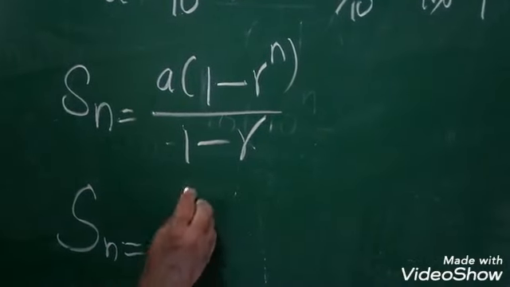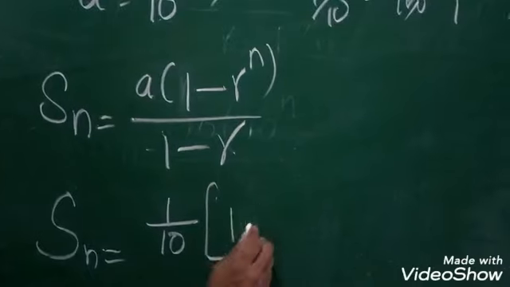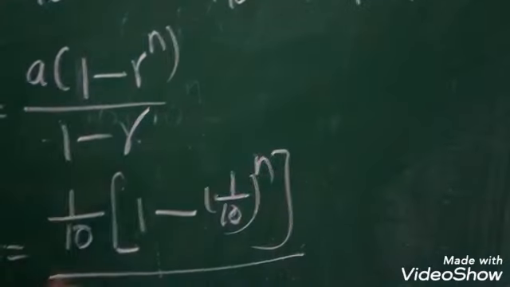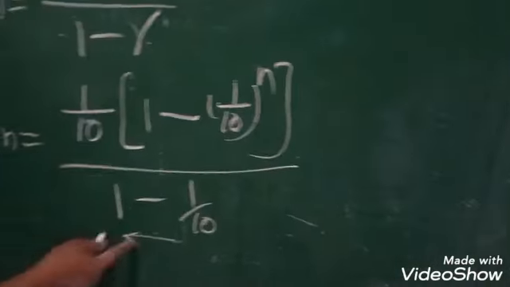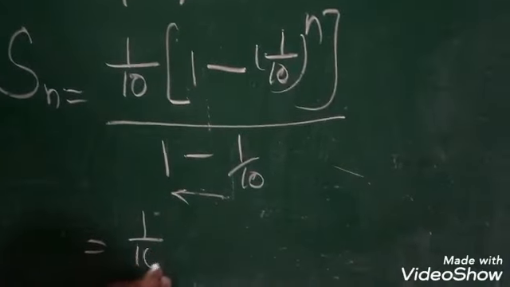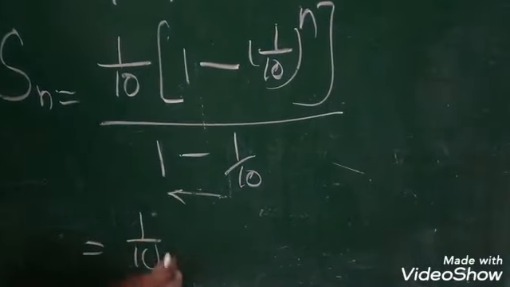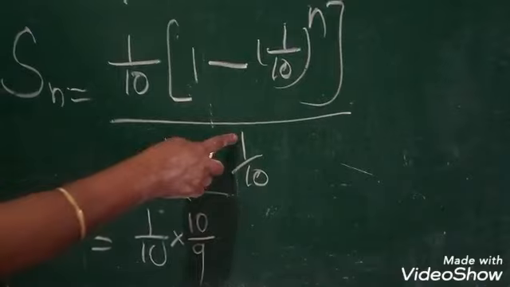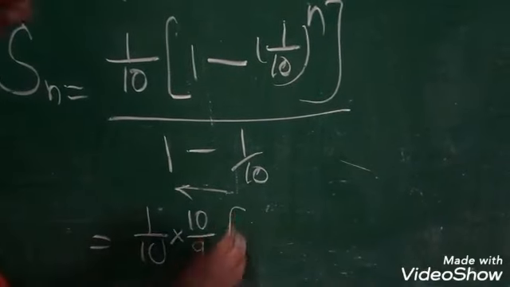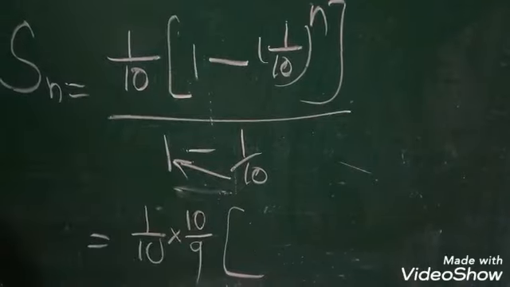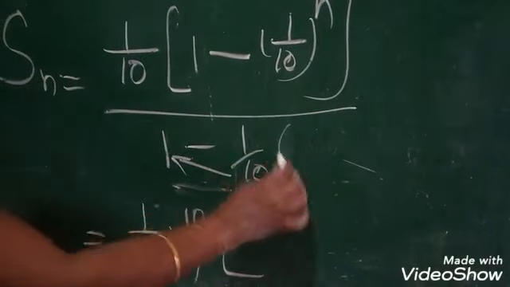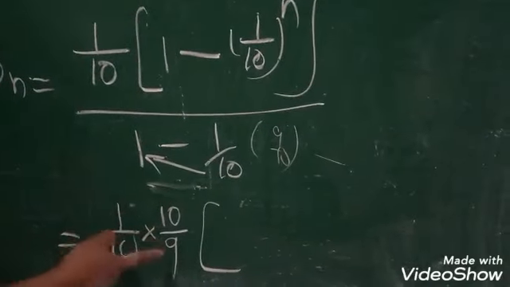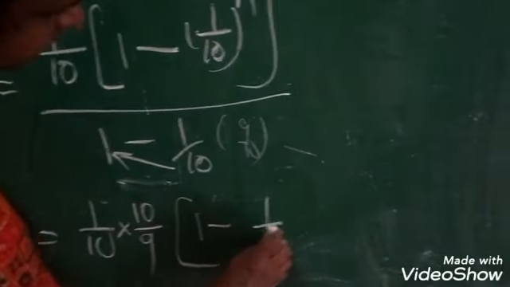Now Sn equals A. What is the value of A? Yes, 1 by 10, into 1 minus 1 by 10 power n, divided by 1 minus 1 by 10. Now you have to simplify the denominator 1 by 10: 10 minus 1, 9 by 10 will come. The 9 by 10 goes to the numerator, and the denominator should be reciprocal, so 9 by 10 should be changed to 10 by 9. Again you have to convert the denominator by interchanging numerator and denominator. You have to write like this.